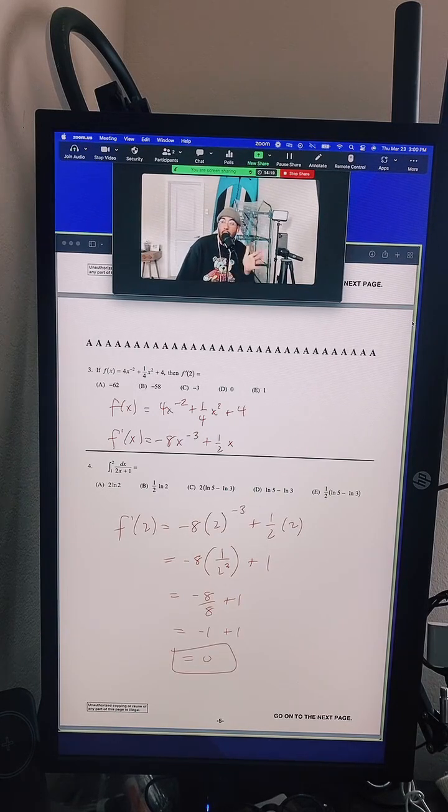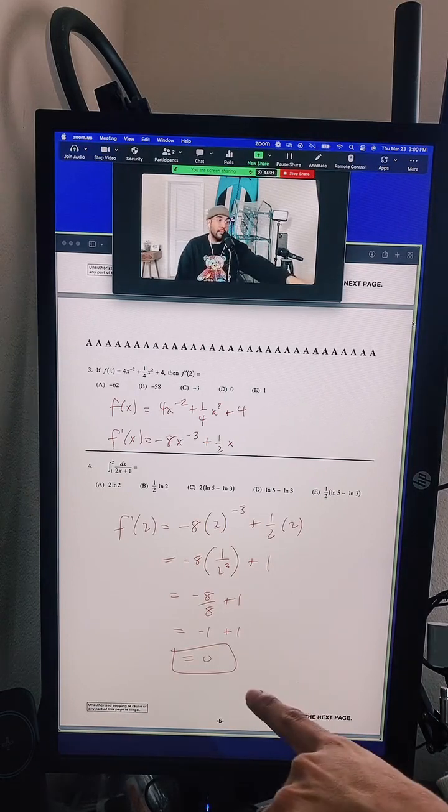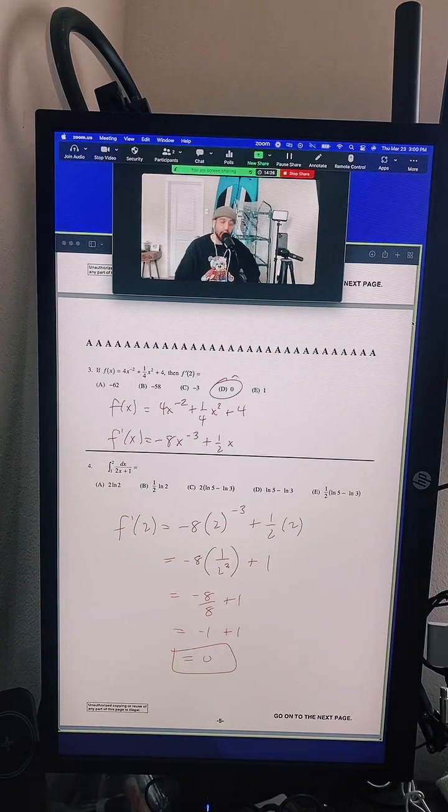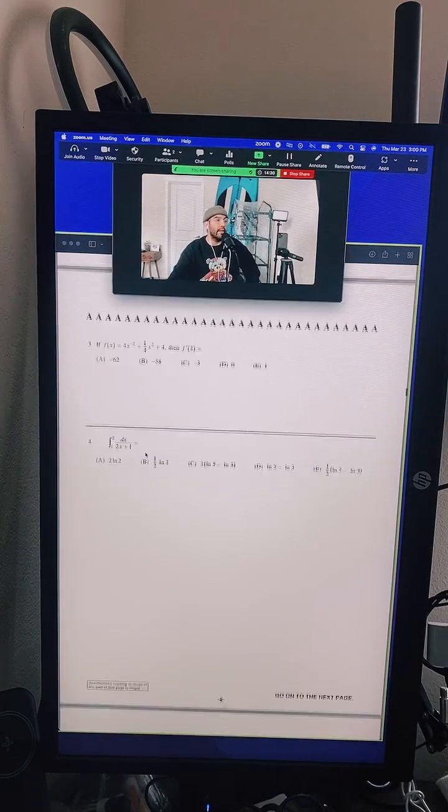Looks like someone had already said the answer to that. That's going to be 0. The derivative at 2 is going to be 0. That was option D. Easy enough. Okay, that was just question 3.